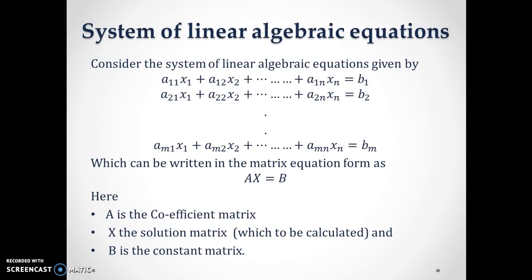So before we start, let us recall what a system of linear algebraic equations is. As we can see, I have written m equations in n unknowns, that is x1, x2 up to xn. So this system is called a system of linear algebraic equations in m equations in n unknowns, and it can be written compactly as the matrix equation Ax = b, where A is the coefficient matrix, X is the solution matrix, and B is the constant matrix.